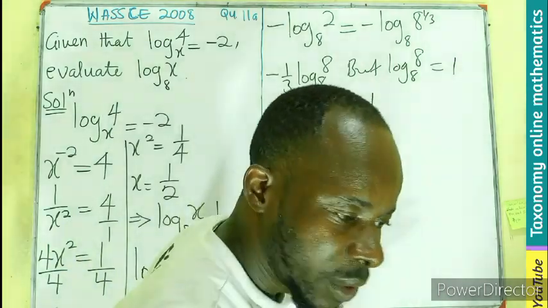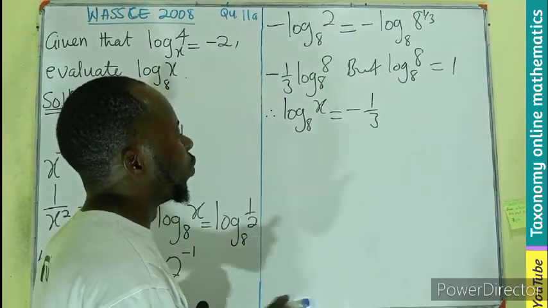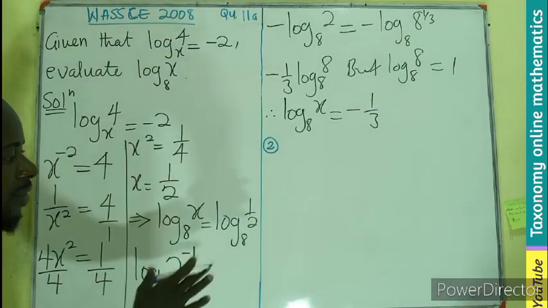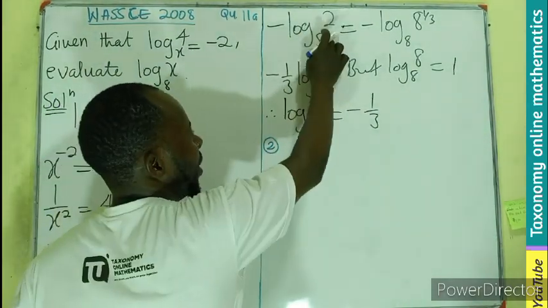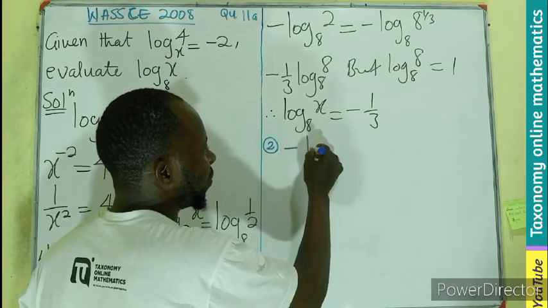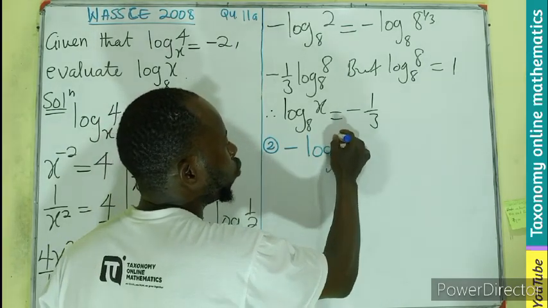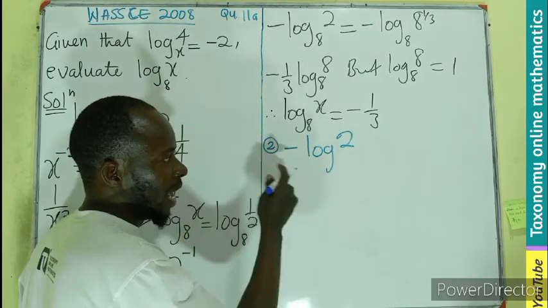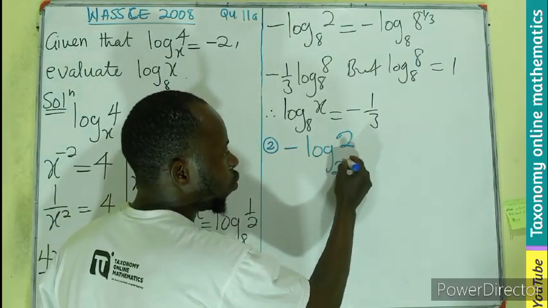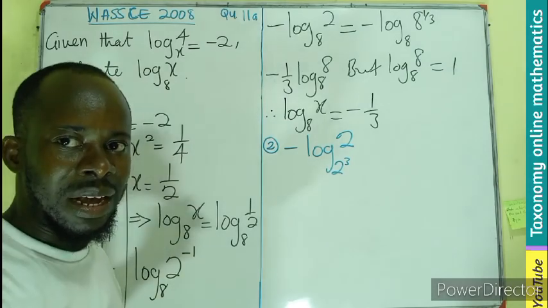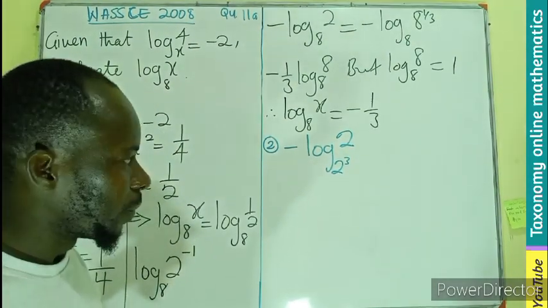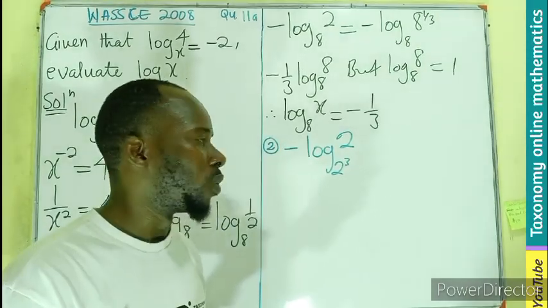All right. Let's see if you want to use another approach. After doing all this, we can pick it from here and have negative log 2. Okay, let me just break it down. Log 2, then this is going to be 2 exponent 3. Remember that if you have 2 exponent 3, it gives you 8. So we can do this for the base also.